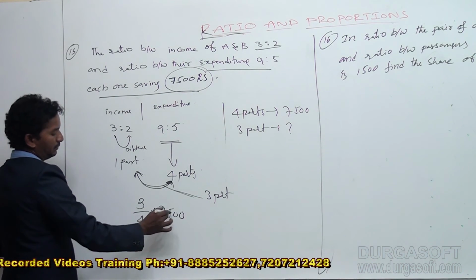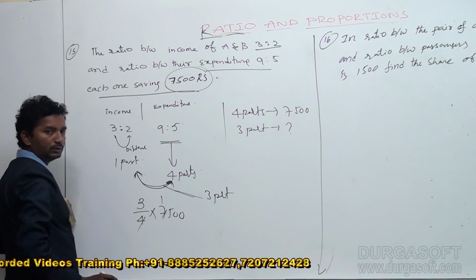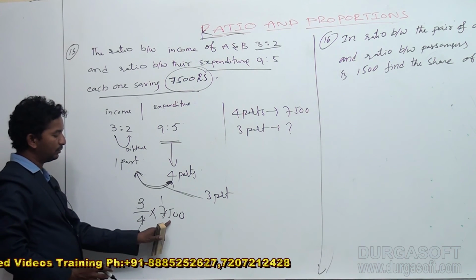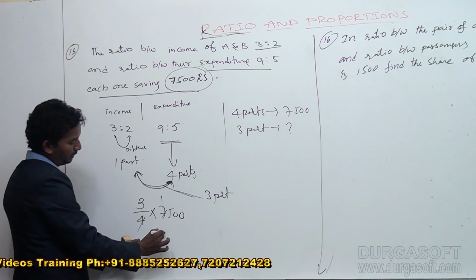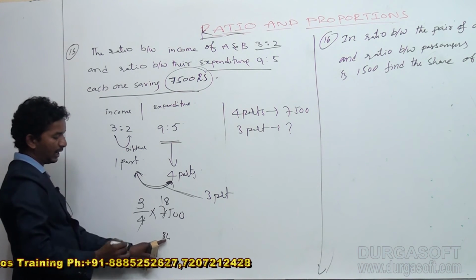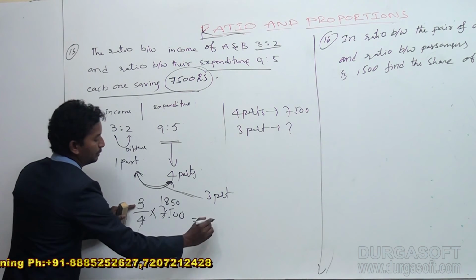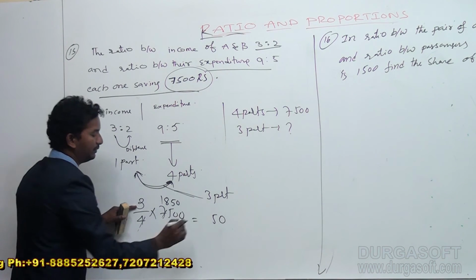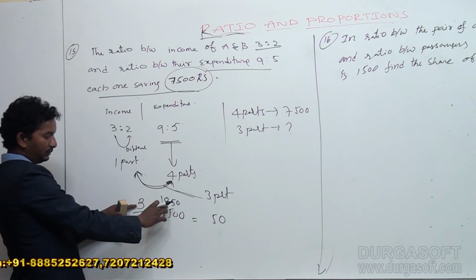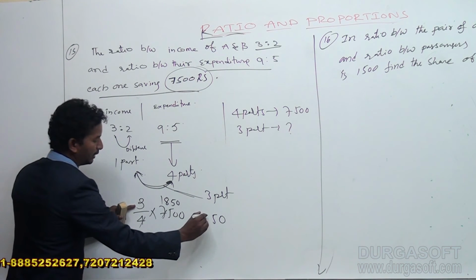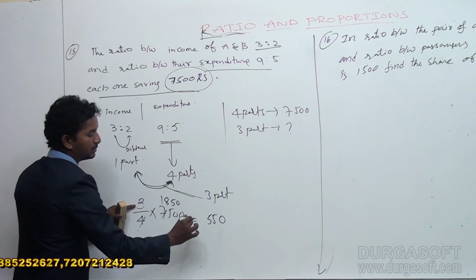Now again, 4 ones are 4, 4 8s are 32, 4 5s are 20. So here multiply this one, 0, 0. 3 5s are 15, 3 8s are 24, 25. 3 ones are 3 plus 2, the 55.